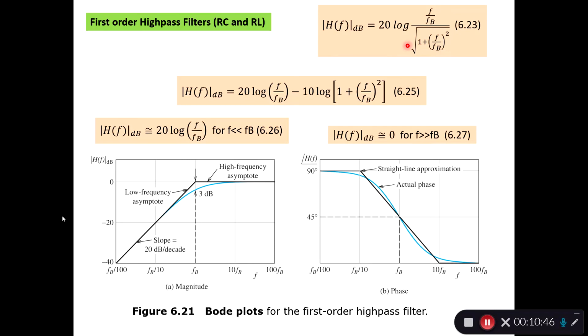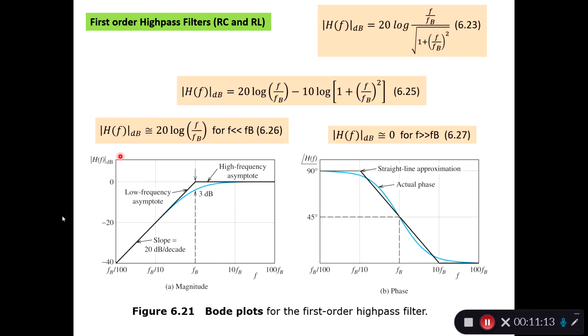And since in logarithms we can remove the square root by dividing by a half here, this is then ending up with 20 going to 10 because we have multiplied with a half. That's the same as dividing by 2. So this is our equation for the Bode plot of the magnitude.